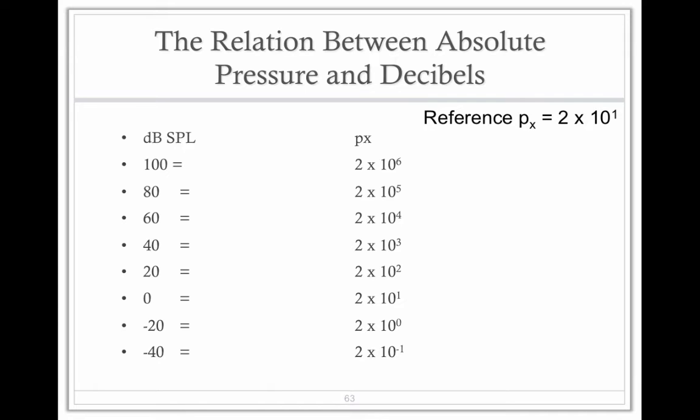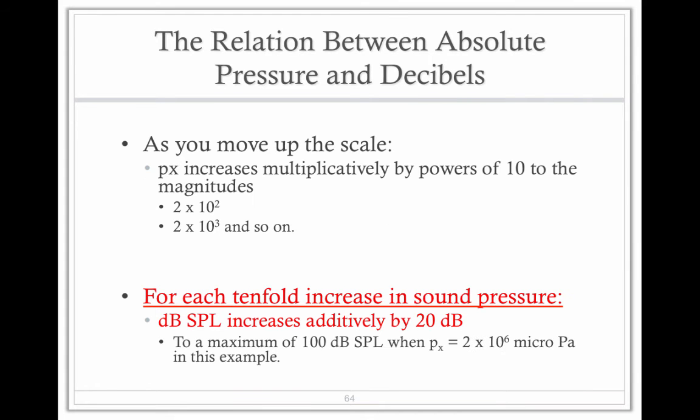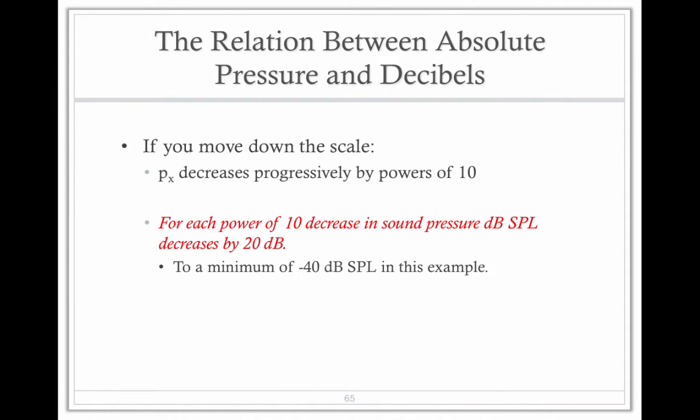For the next one, 2 times 10 to the 5th over the reference 2 times 10 to the first. 5 minus 1 equals 4. 4 times 2 is 8. 8 times 10 is 80 dB SPL, and so on. So the reference is super important. As you move up the scale, the absolute value increases multiplicatively by powers of 10. For each tenfold increase in sound pressure, the dB SPL increases additively by 20 decibels. The reverse is true as you move down the scale.